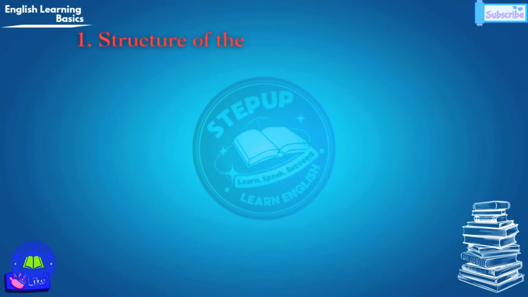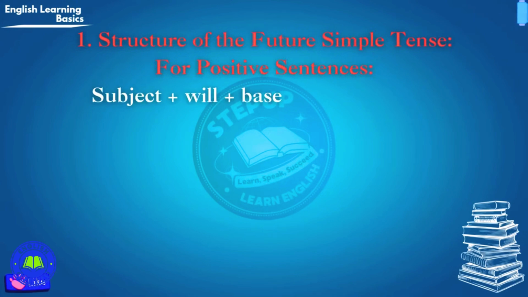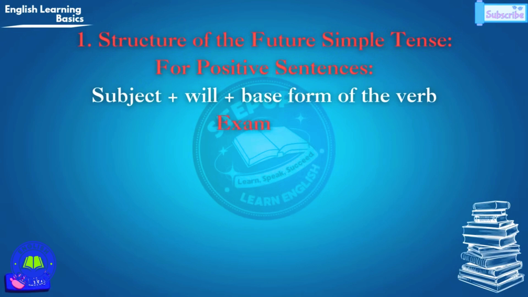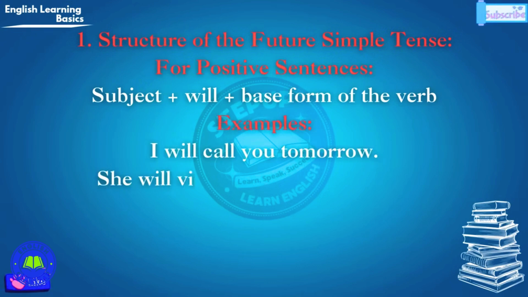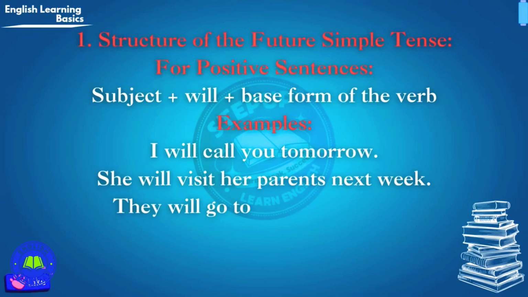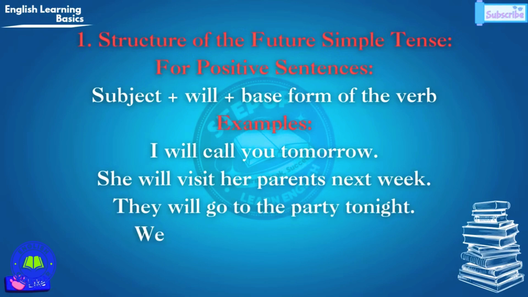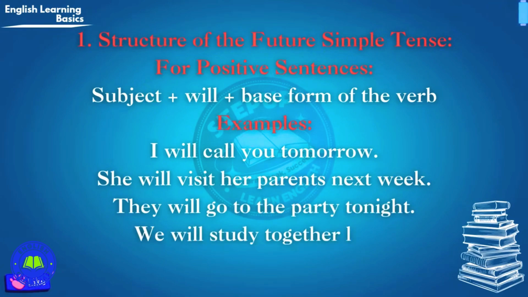1. Structure of the future simple tense. For positive sentences: subject plus will plus base form of the verb. Examples: I will call you tomorrow. She will visit her parents next week. They will go to the party tonight. We will study together later.